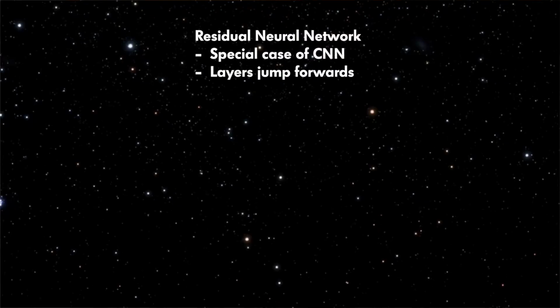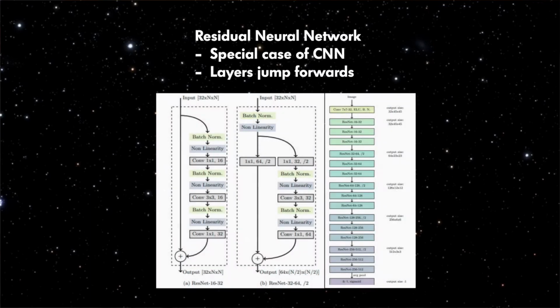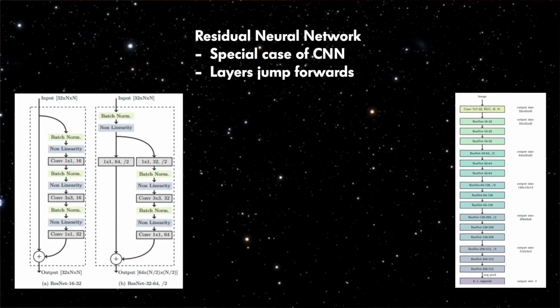This model specifically is a residual neural network, which is a special case of these CNNs, the convolutional neural networks that are used for image processing that we talked about a bit in class. These layers are special because they sort of jump forwards into different layers. So if you look on the left, you'll see that this is a single block of our model, which takes an input, which is then split into two sort of channels.